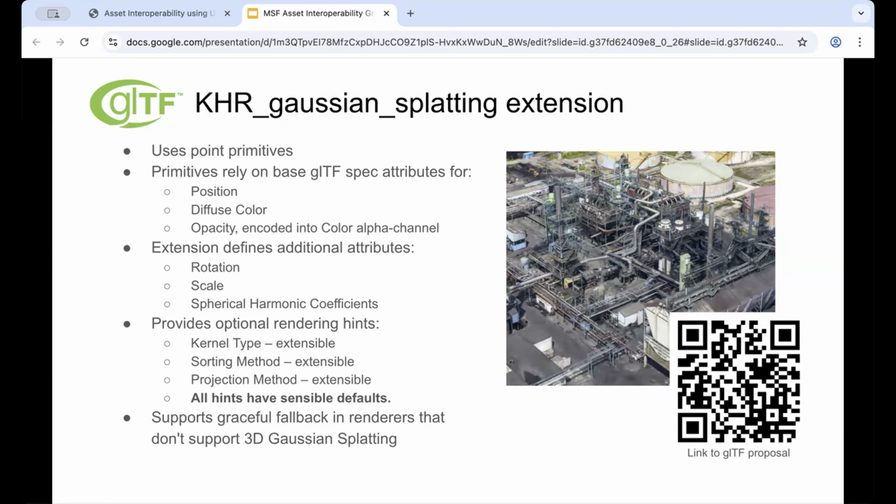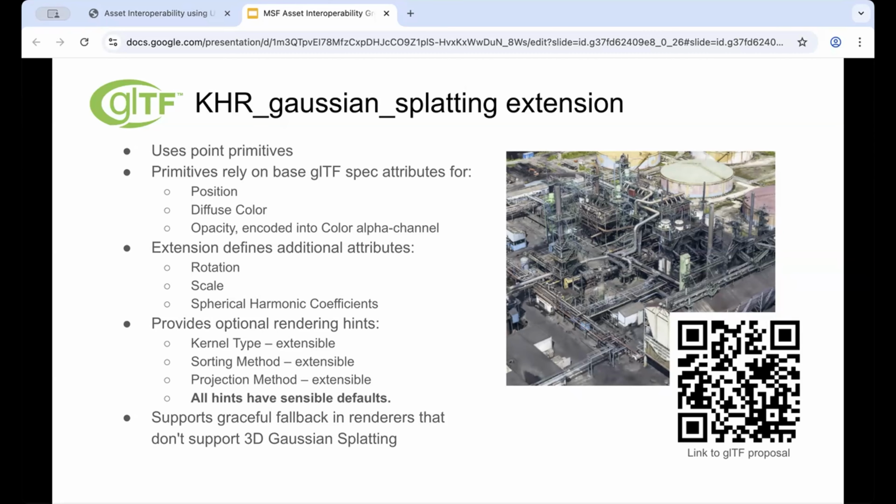With this extension, the primitives basically rely on base glTF spec attributes for position, diffuse color, and opacity, which we've encoded into the color alpha channel for fallback purposes. Then the extension defines additional attributes for rotation, scale, and the spherical harmonic coefficients. The spherical harmonics are optional, so in the future, when different lighting methods come, and if you've got PBR, for example, with Gaussian splats, you'll be able to just ignore those. They're completely optional.